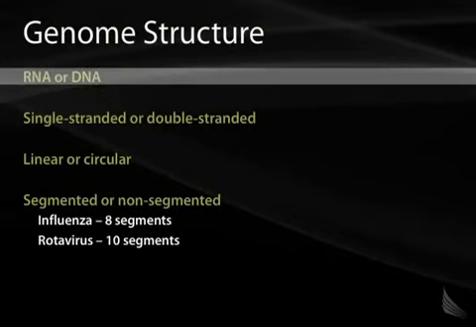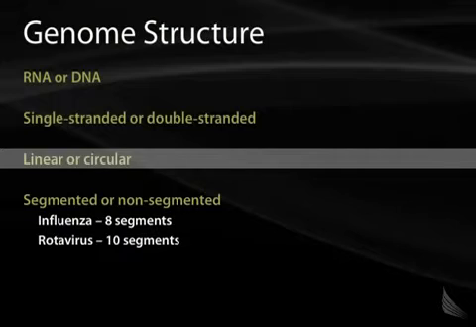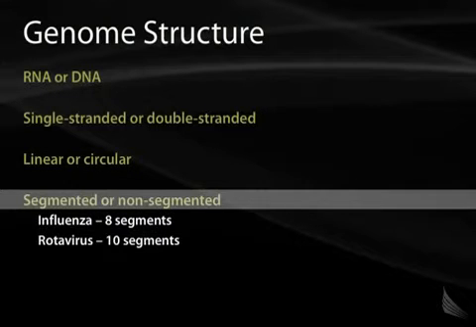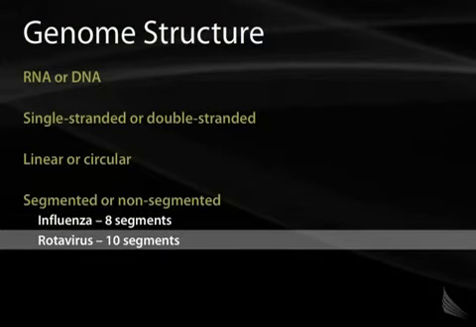When we talk about genome structure, it can be RNA or DNA, single or double-stranded, linear or circular, segmented or non-segmented. Examples of that are influenza has 8 segments and rotavirus has 10 segments.